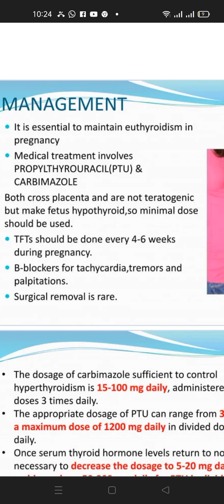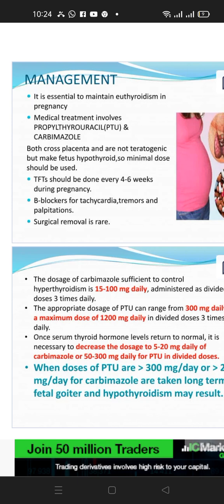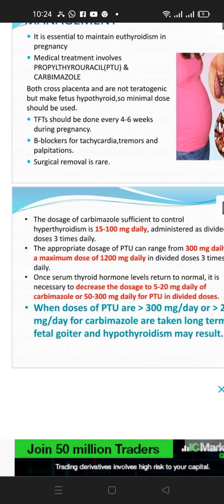And also, if the patient is having tachycardia, then we will give beta blockers, and also for the tremors and palpitations. Surgical removal is rare, and she may develop thyroid storm in case of stress or surgery, which occurs in hyperthyroidism when there is acute release of excessive thyroxine in the circulation, and this in turn can lead to a crisis in the patient.